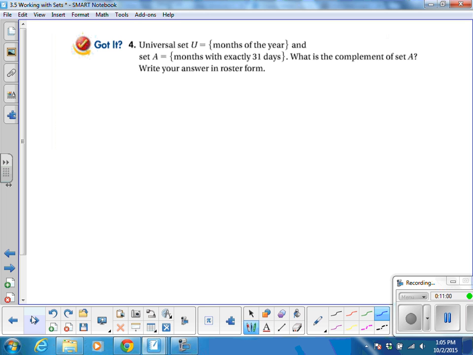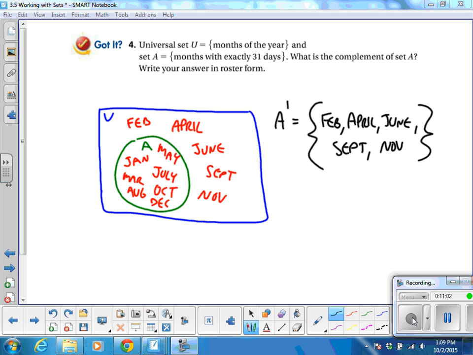Let's give it a try. You press pause and try this one. I used a Venn diagram to help me see what's going on, but I indicated my complement, because I'm looking for the complement of set A, and I can indicate that with my symbol there. So it's set A. My complement is everything that is not A, and I put it in roster form.